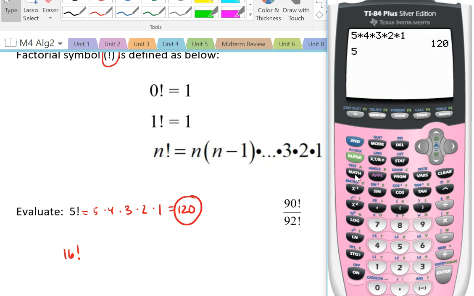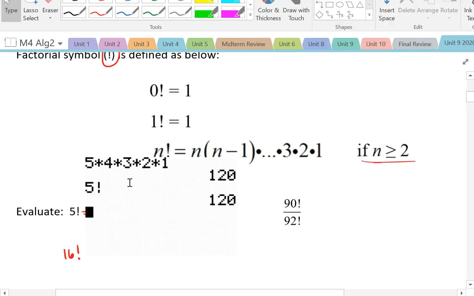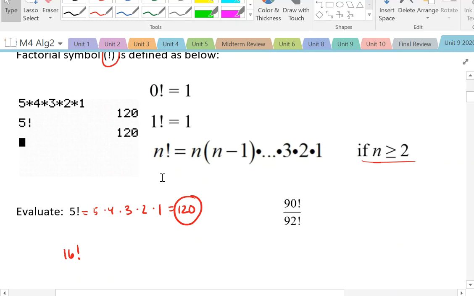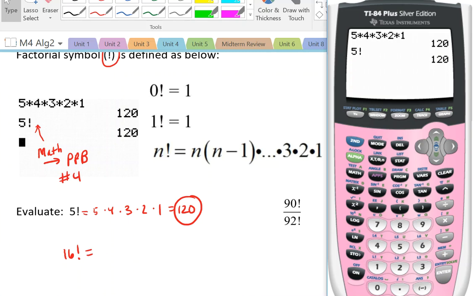So we're going to go into math and over here to PRB. PRB stands for probability. And then I want number 4 there. So that's how I can get that factorial. So as a reminder, that factorial symbol was math over to PRB, and then it was number 4. So if I wanted to find 16 factorial, and we're going to use that a ton today, type in 16. I'm going to go math over to probability, and I want number 4.